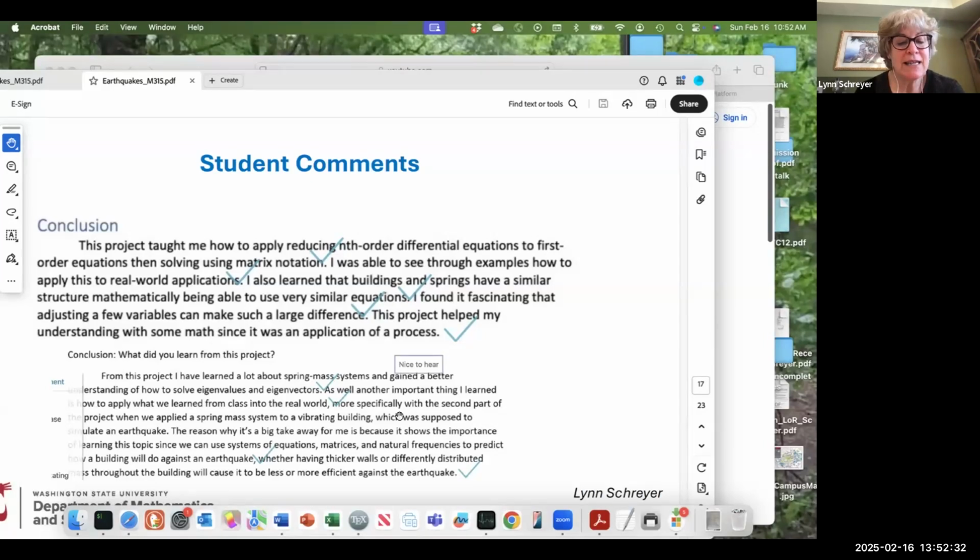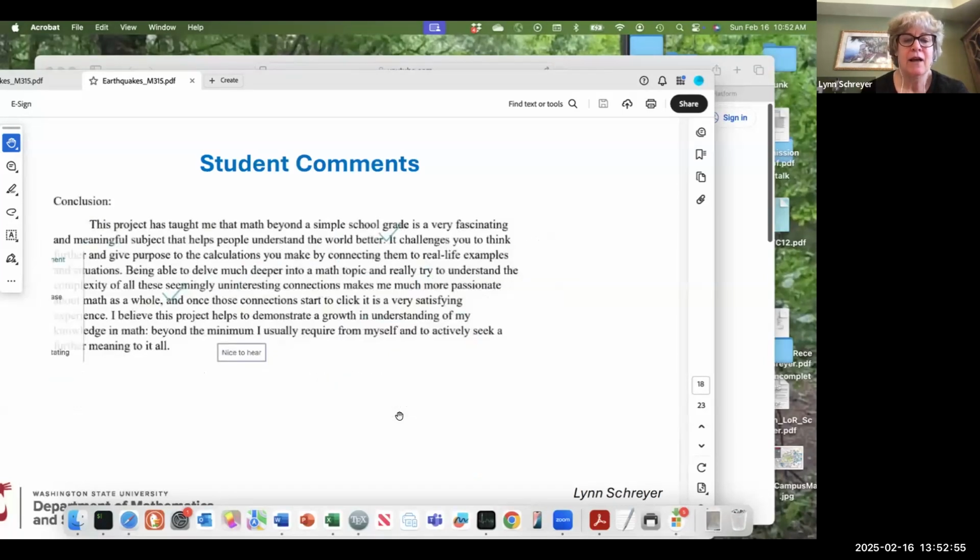The reason why it's a big takeaway for me is because it shows the importance of learning this topic, since we can use systems of equations, matrices, and natural frequencies to predict how a building will do against an earthquake, whether having thicker walls or different distributed mass throughout the building will cause it to be less or more efficient against the earthquake.